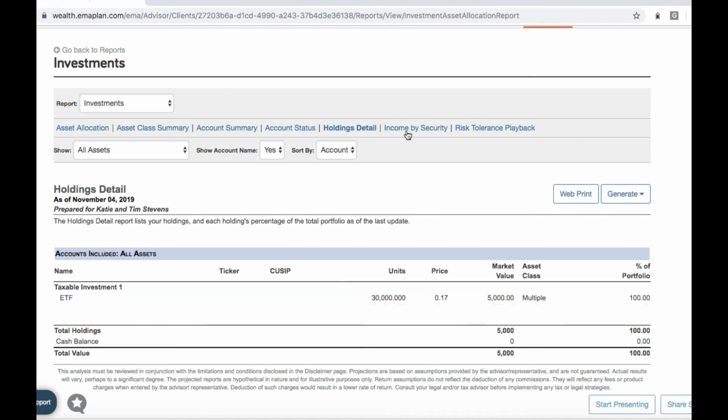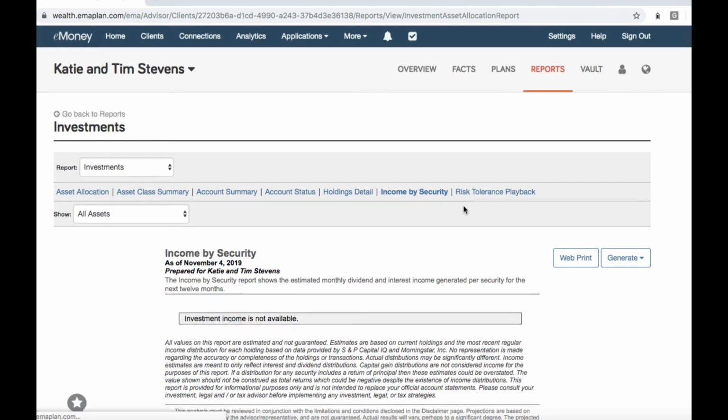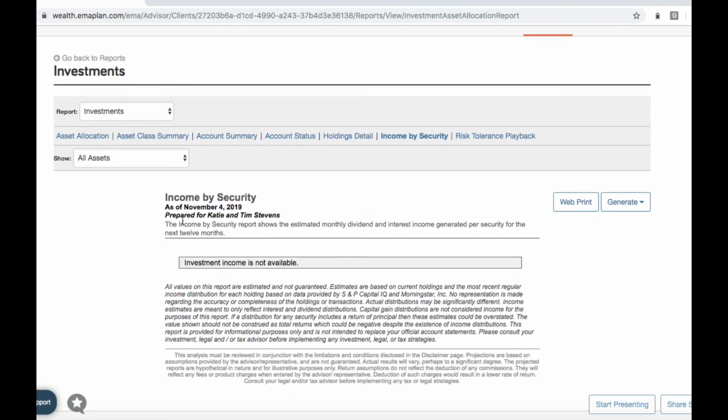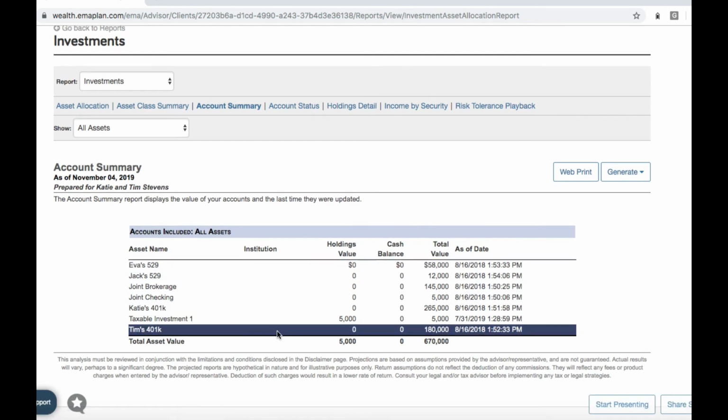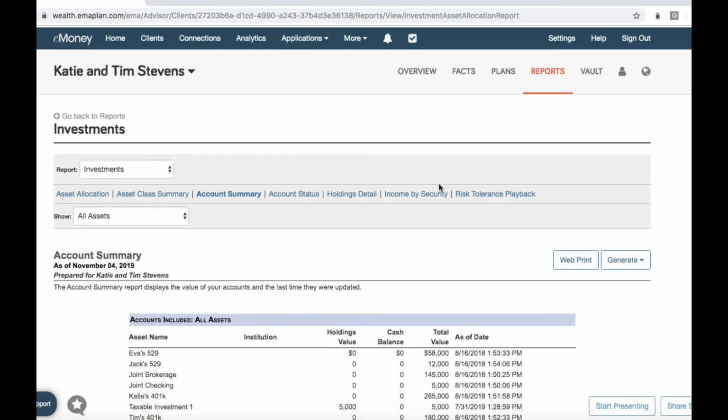You can also see, I don't know if it'll show anything. Normally there's a chart here. All your holdings, if it's paying dividends or income, it would show here. Account summaries. This is what they've got. So that's pretty cool.